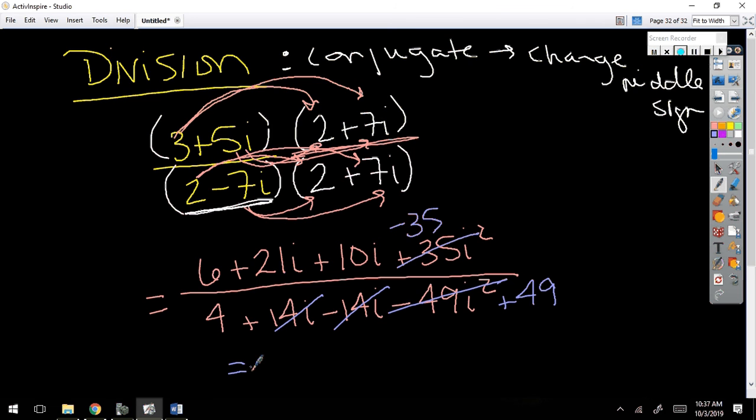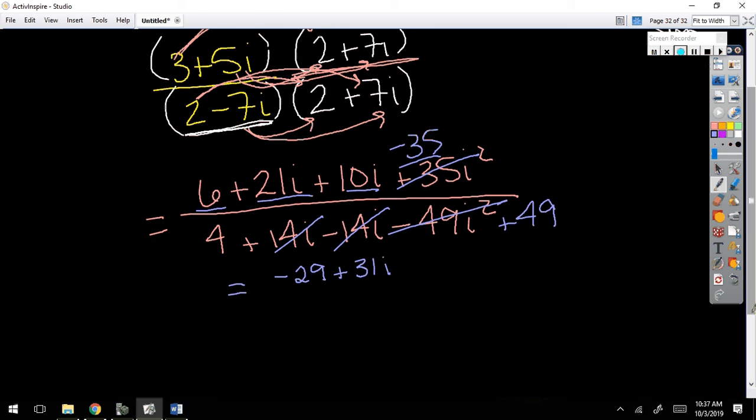So up top, I end up with, what's 6 and negative 35? Negative 29. Plus 31i. And then down on the bottom, conveniently enough, my i's are gone, which is what I wanted. That was the goal. So I'm just left with the 4 at the front and a 49 at the back.